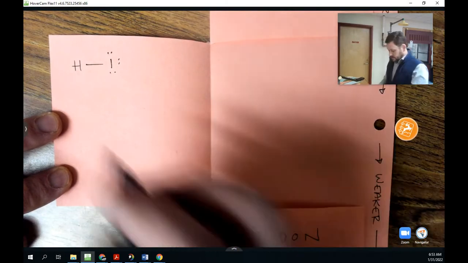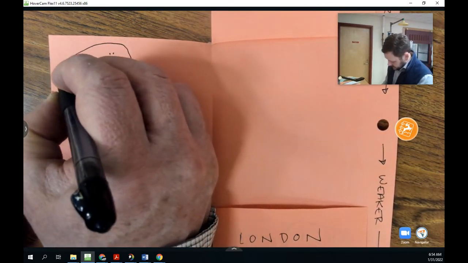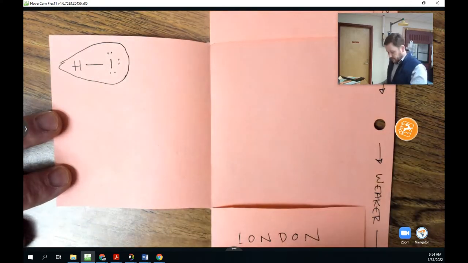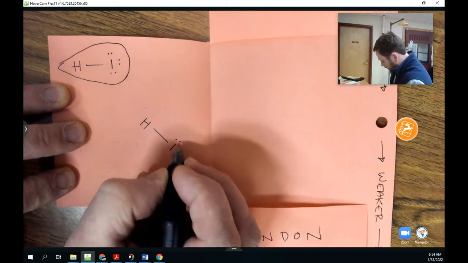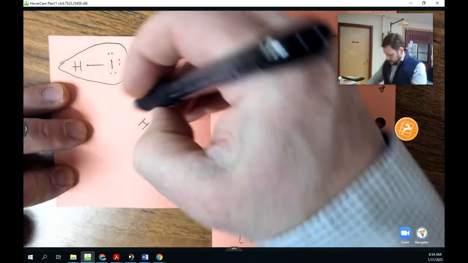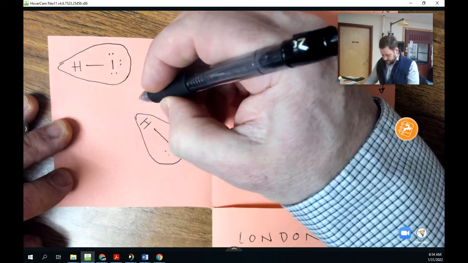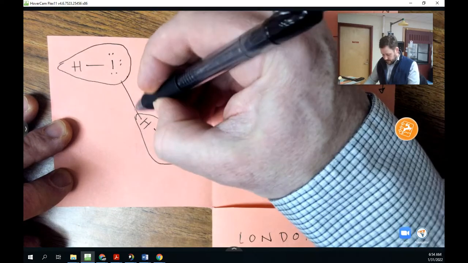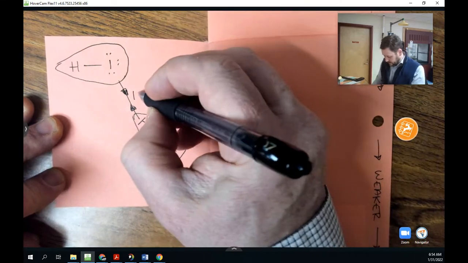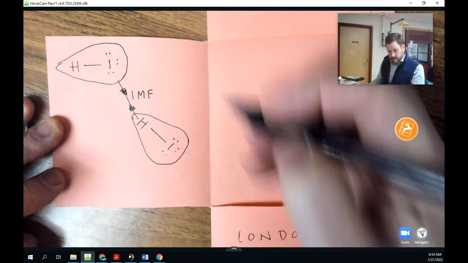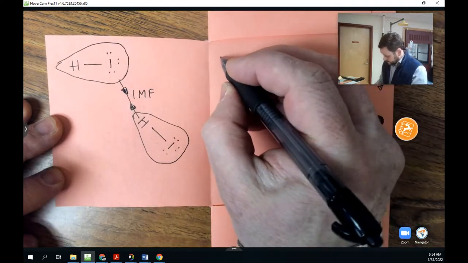And of course, you know that this is a polar molecule, and I'm going to draw that lopsided electron cloud like this. And like we did before, I'm going to draw another molecule off to the side here, orienting it in this way to show an interaction between the positive end of one molecule, that's where the hydrogen is here, and the negative end of another molecule. And again, this is the intermolecular force of attraction we're studying right here. However, unlike the previous example, this is due to a permanent dipole.